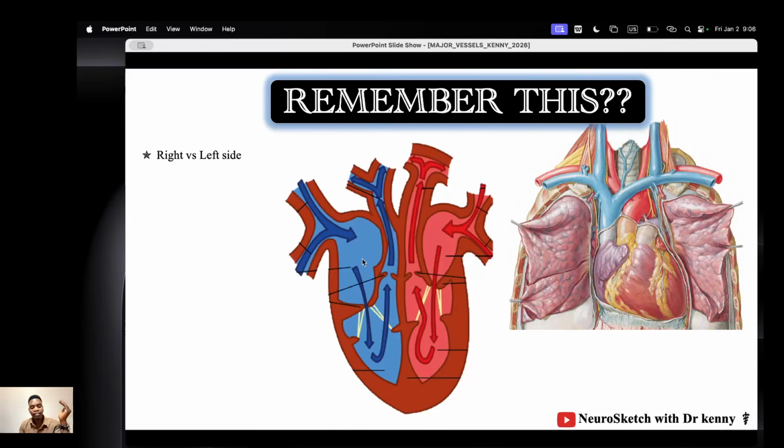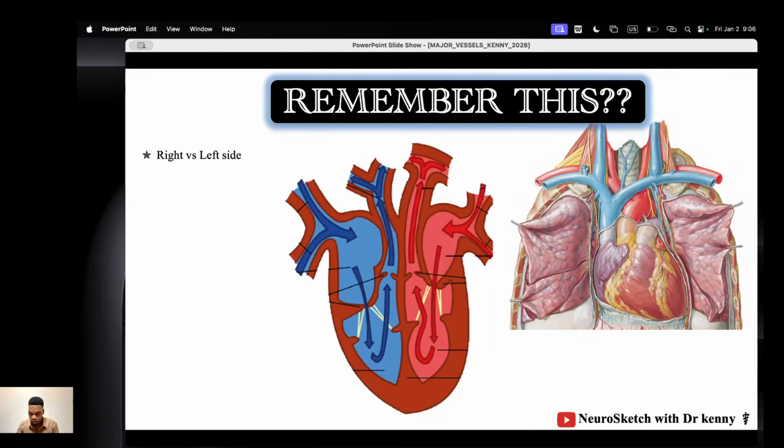the right side of the heart receives deoxygenated blood and pumps it into the lungs, and the left side of the heart receives oxygenated blood and pumps this blood to the rest of the body for supply. So we have the left side and the right side of the heart, and that's a general rule.